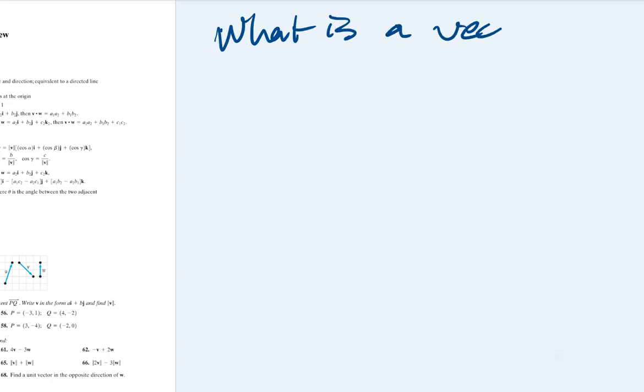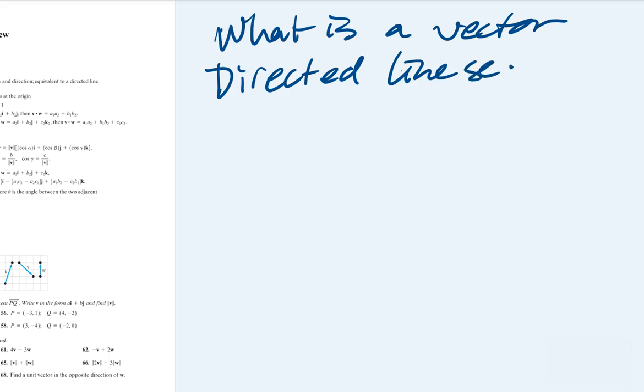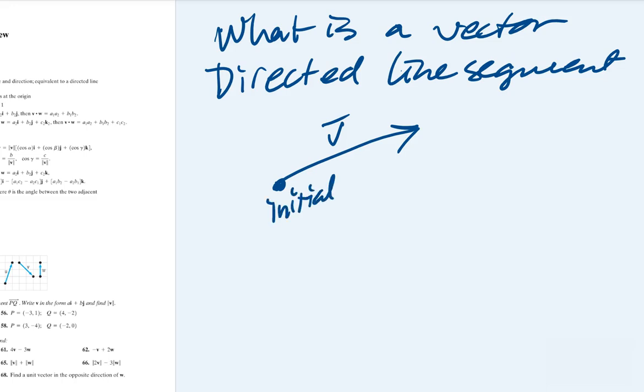All right, so a vector is a directed line segment. Essentially you just draw an initial point and you draw an arrow and you've got your vector. You have your initial point and you have a terminal point at the end. It stops, right? It's a segment, so it stops. So you have a terminal point here.